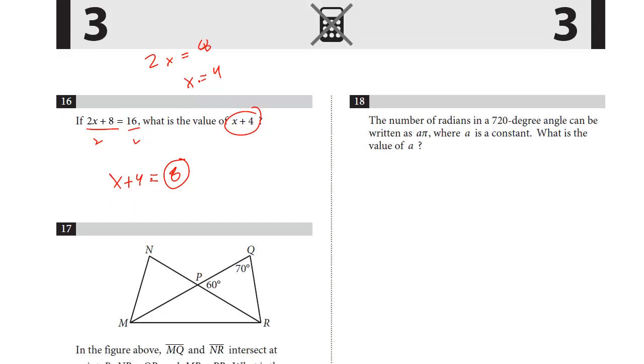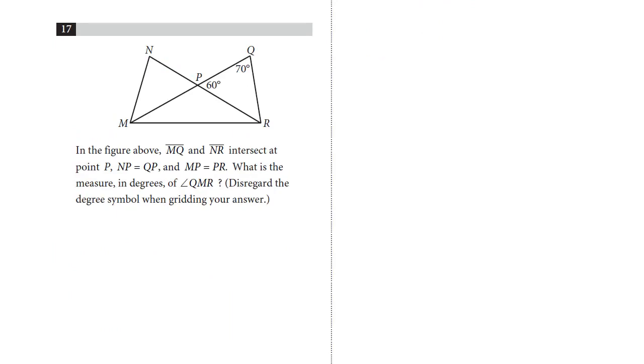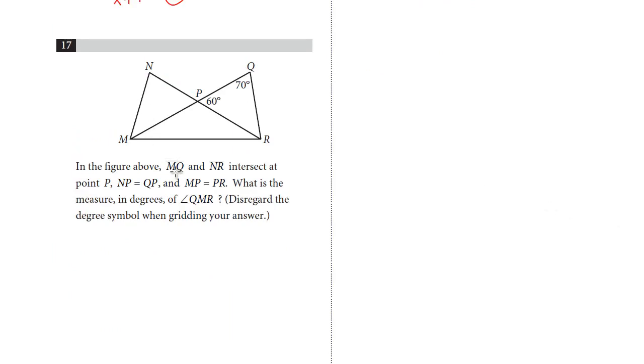All right, let's take a look at number 17. In the figure above, MQ and NR intersect at point P. So here's point P, NP equals QP, MP equals PR. What's the measure in degrees of angle QMR? So M is the middle. This is what we want to find, this angle here.